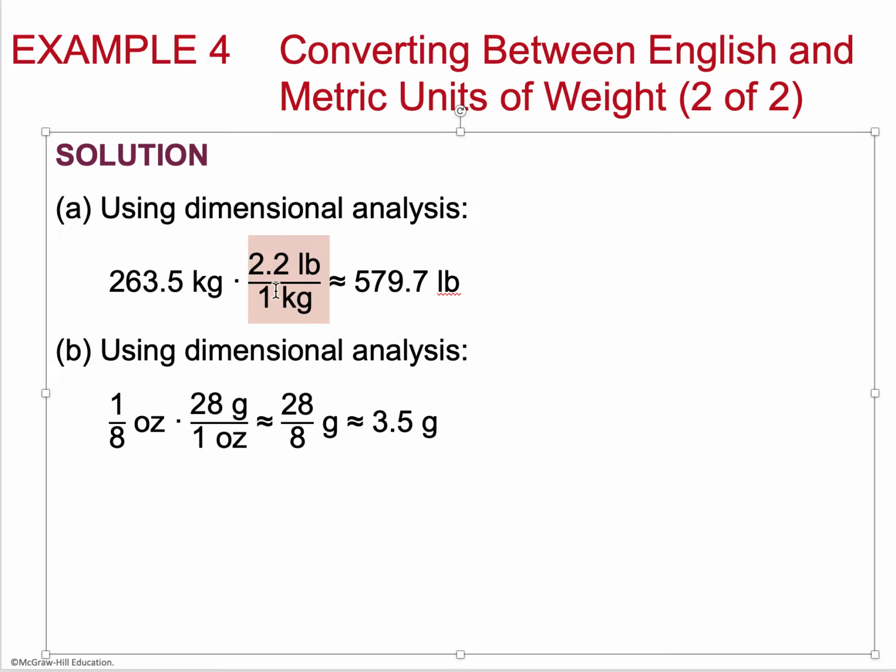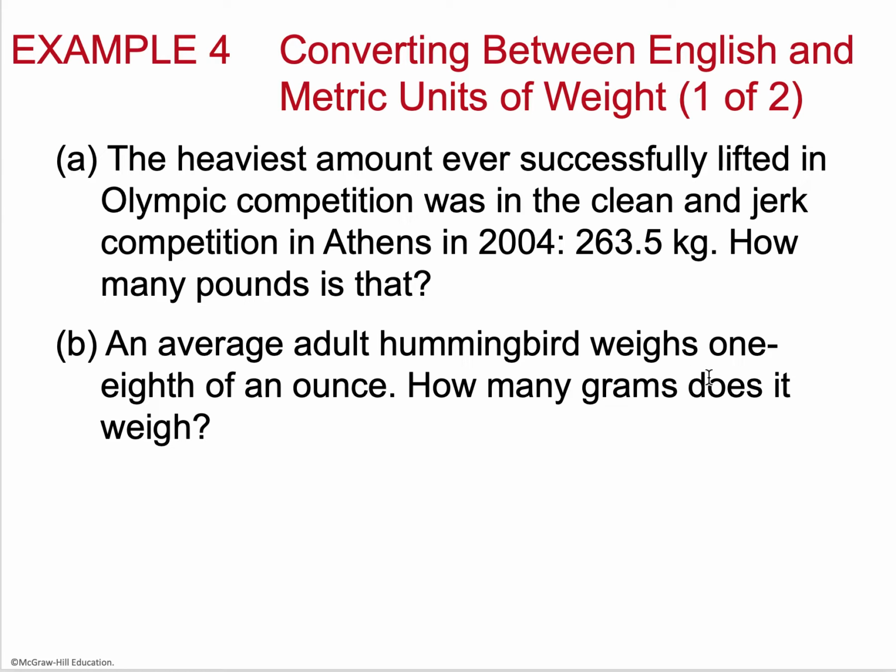So the conversion factor from that slide in the beginning is there are 2.2 pounds in 1 kilogram. Kilogram has to be in the denominator because what you're given has to be in the denominator. So I take 263.5 and multiply by 2.2, which gives me 579.7 pounds, which now makes sense to me as an American with how much that actually is.